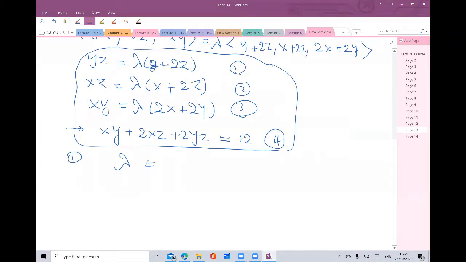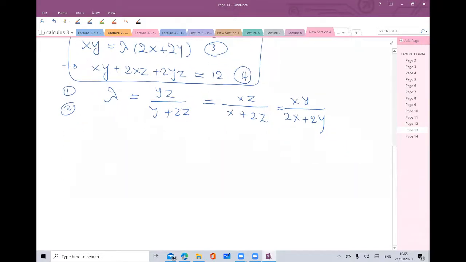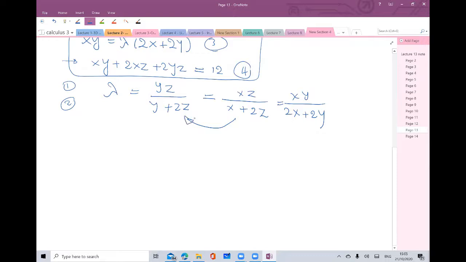Okay, so lambda will be y z over y plus 2z, right? And from 2, the same thing, I solve for lambda, so I'll have x z over 2x plus 2y. Of course this is one of the ways, but I don't know, maybe there's an easier one. Okay, so you have these equations. Of course these are actually two equations, so I can do this one with this one, or I could use this one with this one.